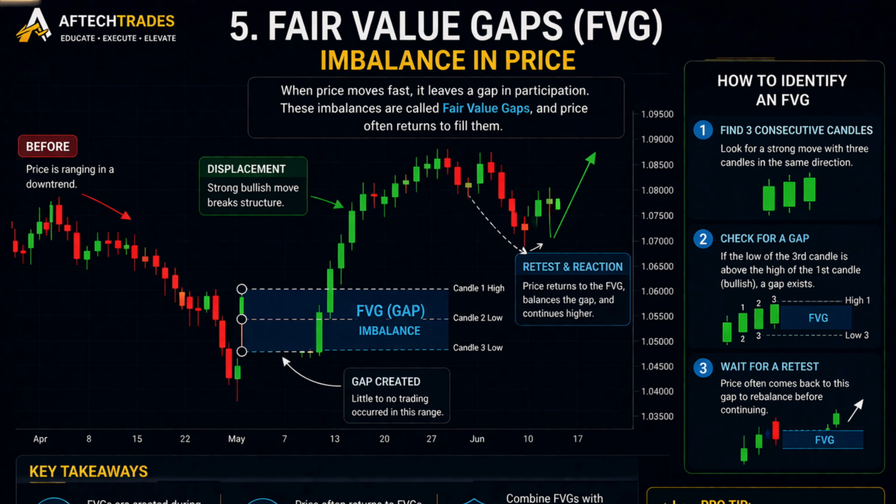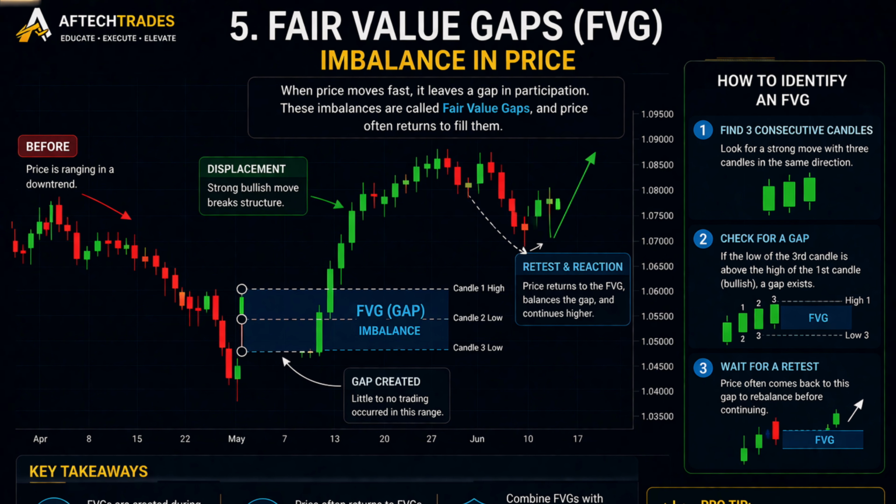An easy way to use FVG is this. After a strong displacement move, mark the fair value gap. When price retraces into that gap, it can offer a clean entry area, especially when it lines up with structure and liquidity. Quick tip: you don't need price to fill the entire gap. Many times, you'll see a partial fill around the midpoint, and then continuation.